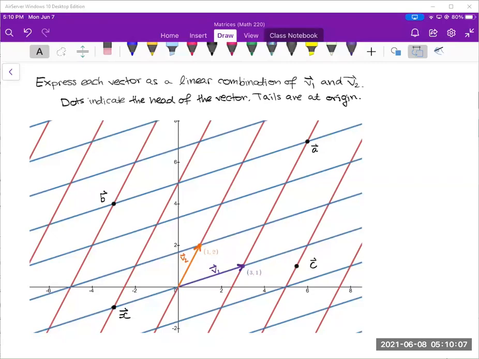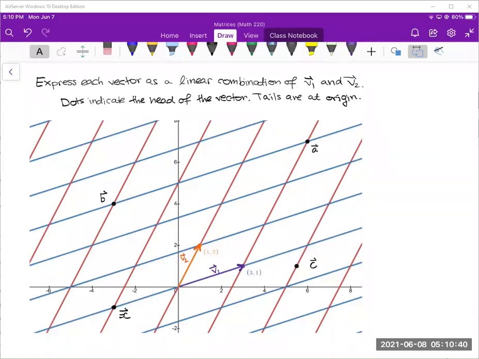Okay, so in this next example, we're going to take a look at writing a vector as a linear combination of a pair of vectors from geometry. So what we have here, in purple, we have a vector v1. In orange, we have a vector v2. And you can see a number of dots. And these dots represent the head of the vector.